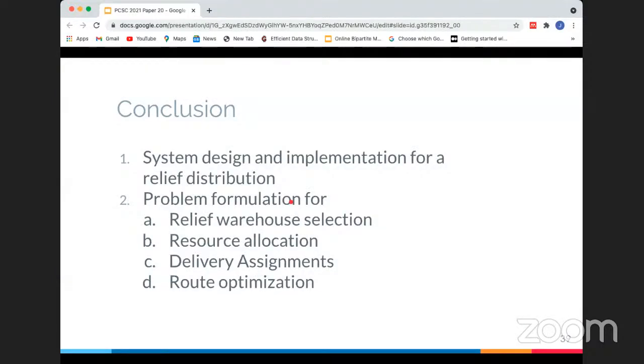As a summary, we provided a system design and implementation that can be used for relief distribution. We provided a simple solution for four problems: relief warehouse selection, resource allocation, delivery assignments if we have limited ground personnel, and lastly, route optimization. So it's an end-to-end solution from creating a plan to actual delivery.